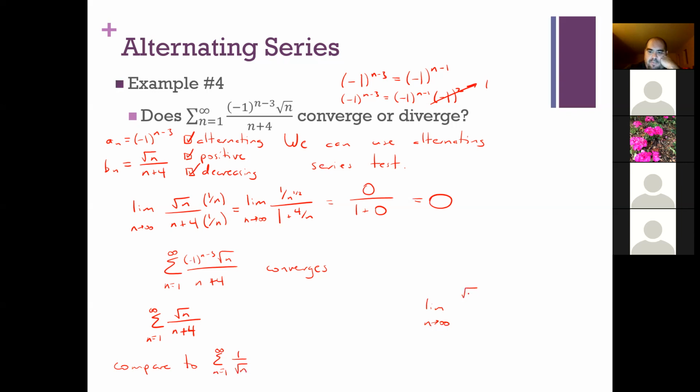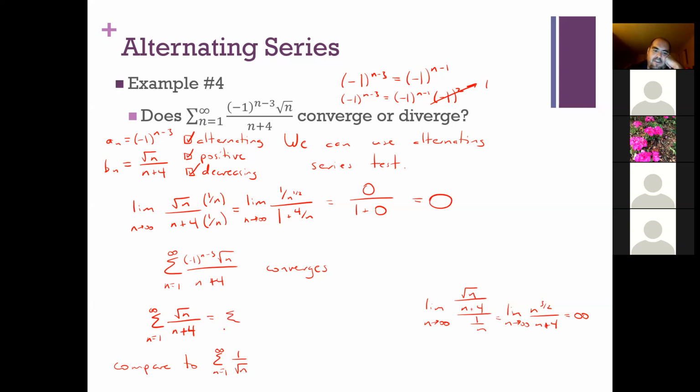So if I wanted to compare radical n over n plus 4 to 1 over n, then this limit would be equal to n to the 3 halves over n plus 4. Keep doing that, and that right there would blow up to infinity. So what I really want is to compare it to something that more closely gives me the difference between the highest power of the numerator and the highest power of the denominator.